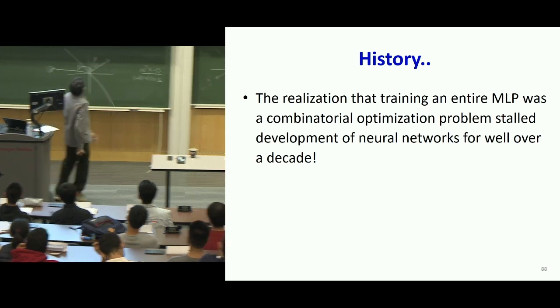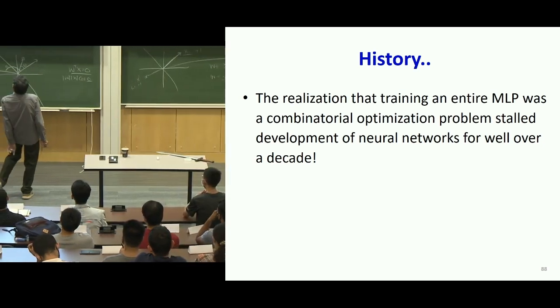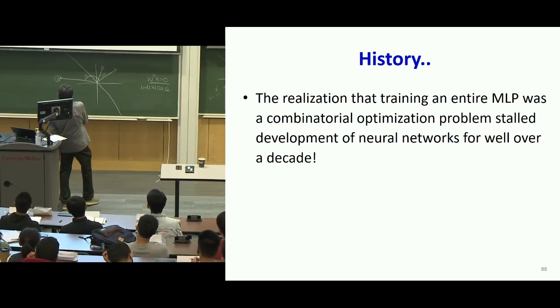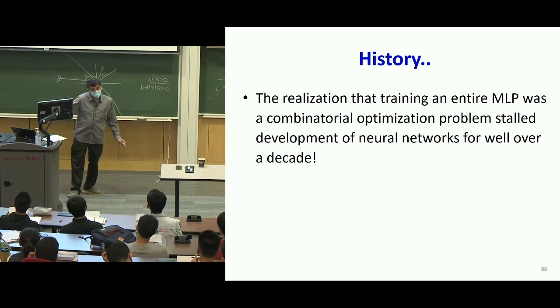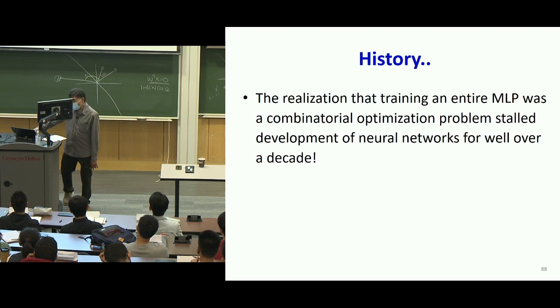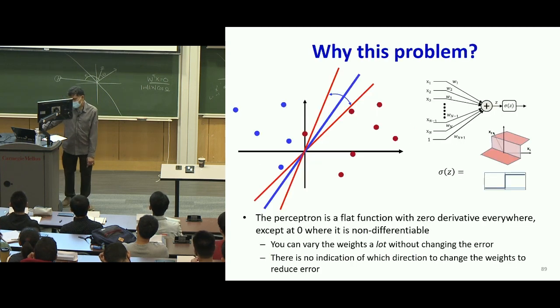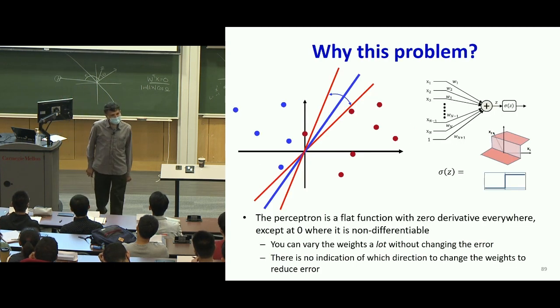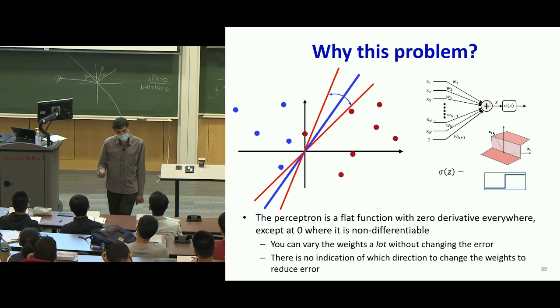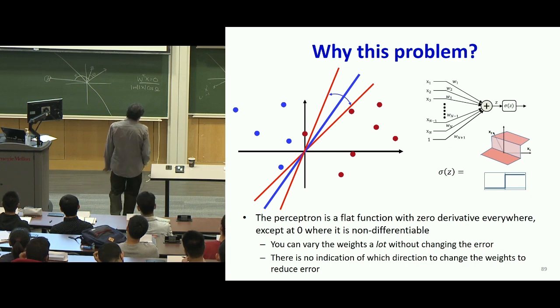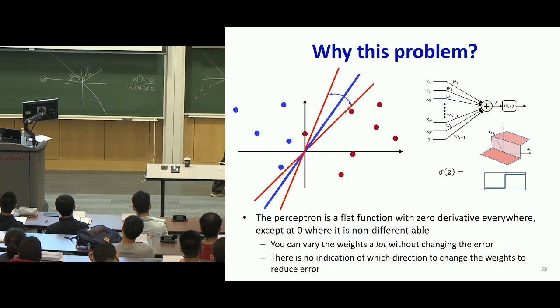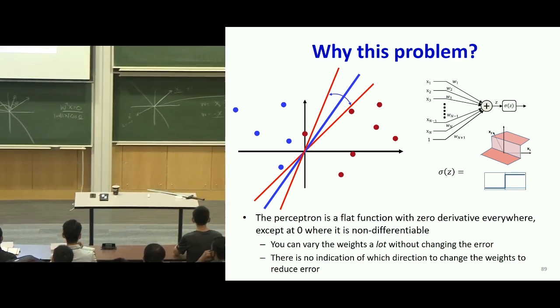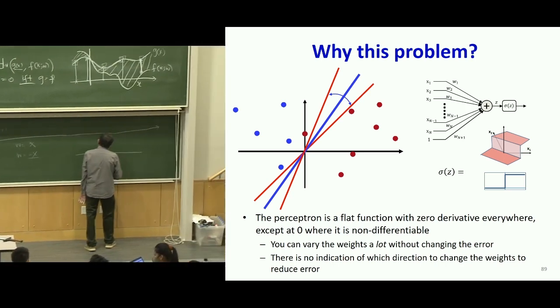So the realization that training an entire MLP was a combinatorial optimization problem stalled development of neural networks for well over a decade, right? Until someone at MIT figured out why this was the case. Now, let me use these figures over here. Let me draw a figure, and maybe I can explain it this way, right?